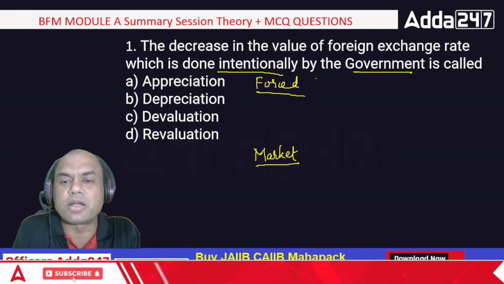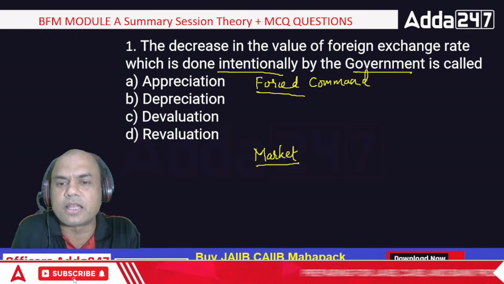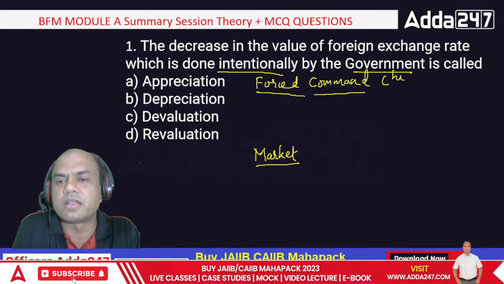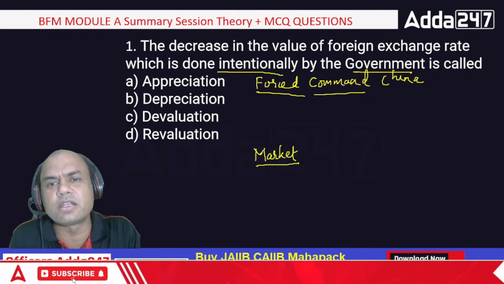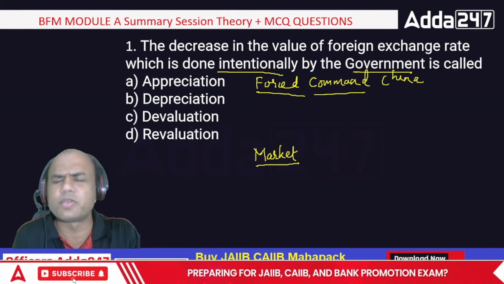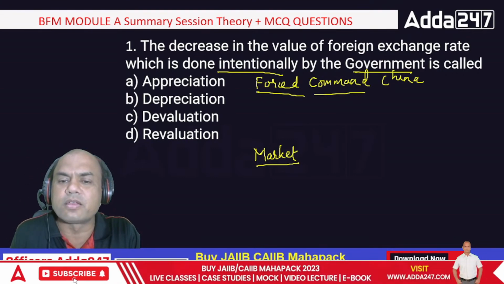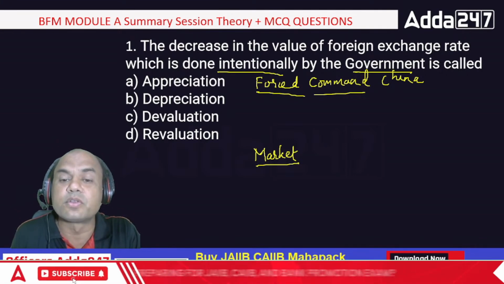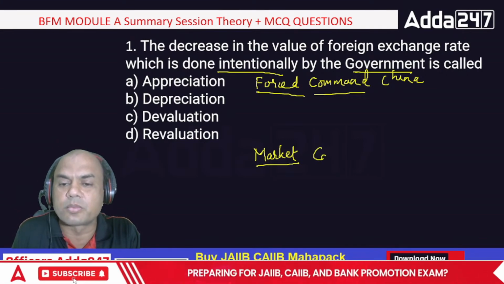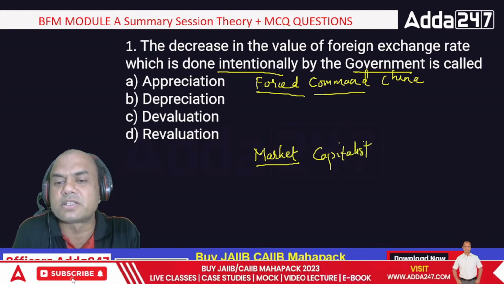This is known as command economy, command, China. China has a command economy. Their government always interferes in the exchange rates, always. Okay. And market economy means free. We call it market economy only. And it is known as free economy or capitalist economy. Capitalist, right? So capitalist economy.